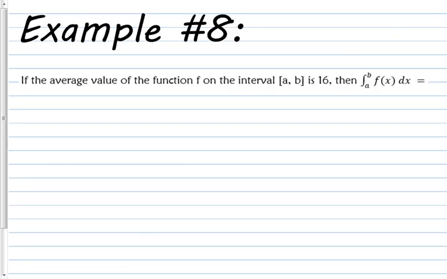Example 8. If the average value of the function f on the interval from a to b, closed interval, is 16, then the integral from a to b of f of x dx equals... So, that's what we're figuring out. What does that equal? Average value is from the last class's notes. Average value is when you do this.